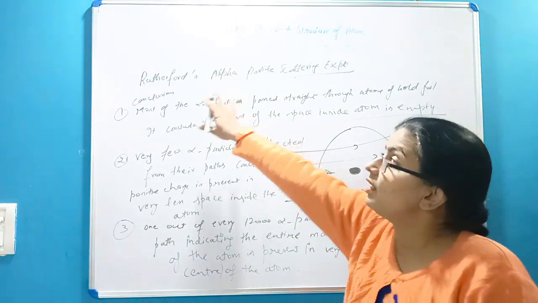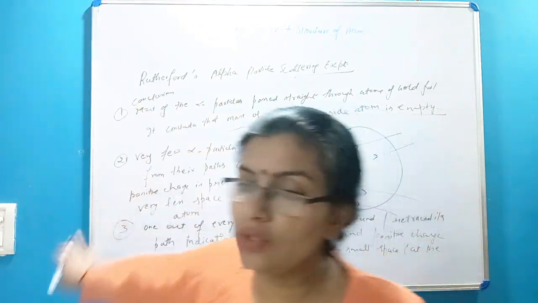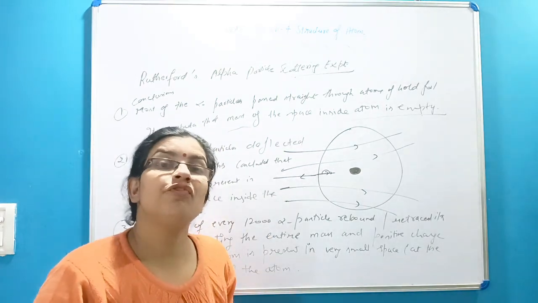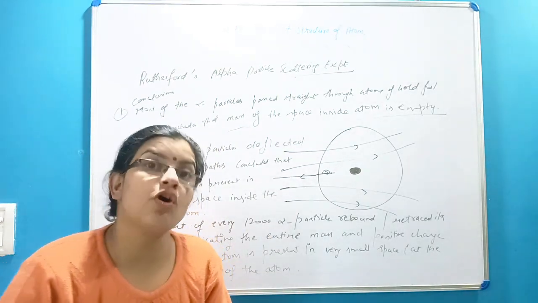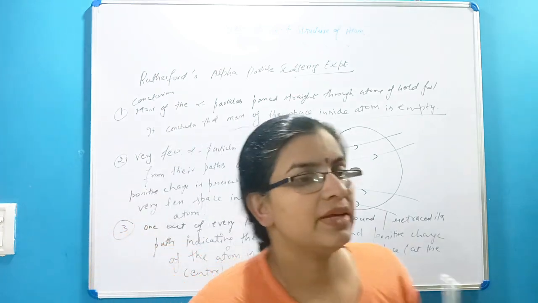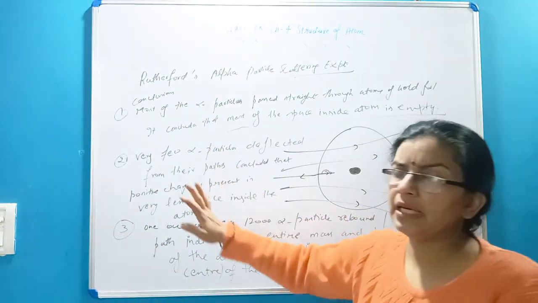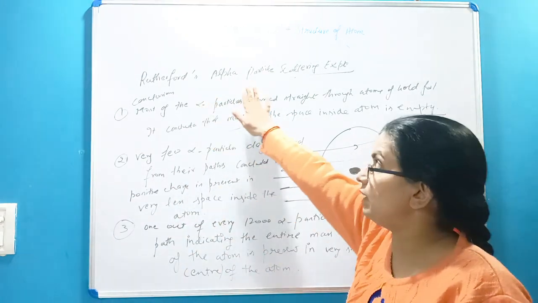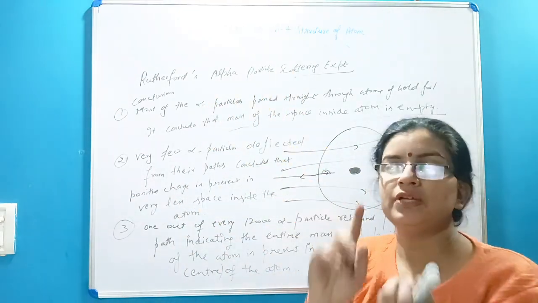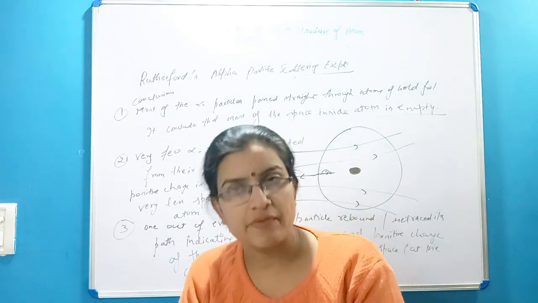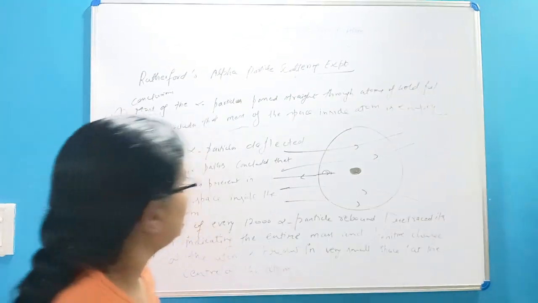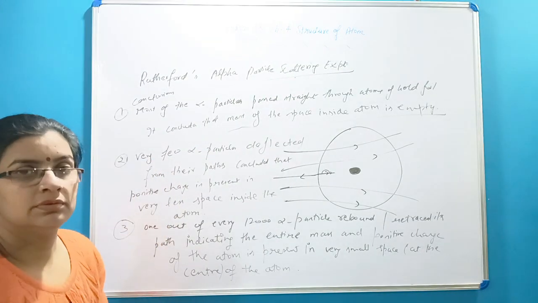Now, after giving the conclusions, he gave a few features of the atom. Basically, the features of the atom means the atomic model of Rutherford, or the features of the Rutherford alpha particle scattering experiment. Initially we had observations, then conclusions, then the features, that is the result. So, beta, please note it down.